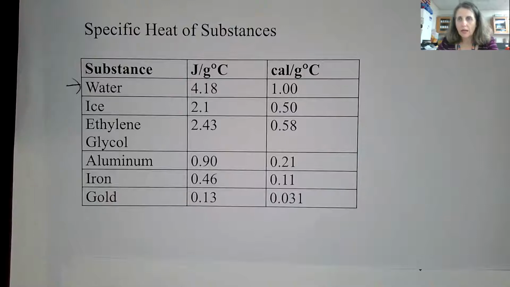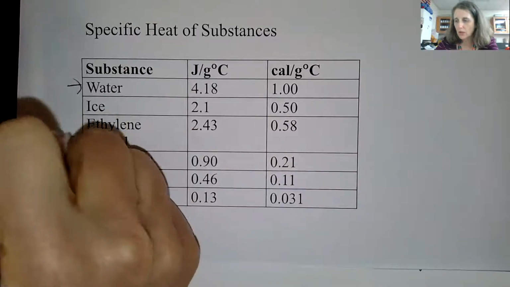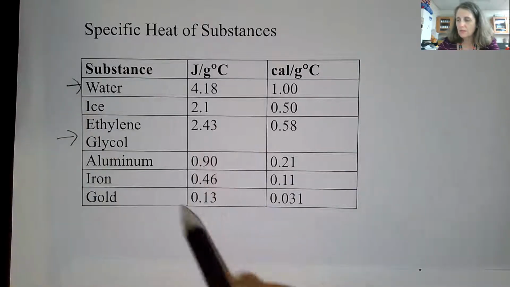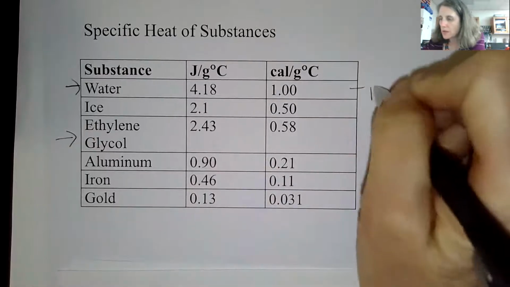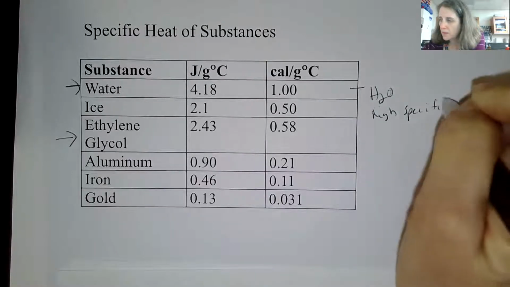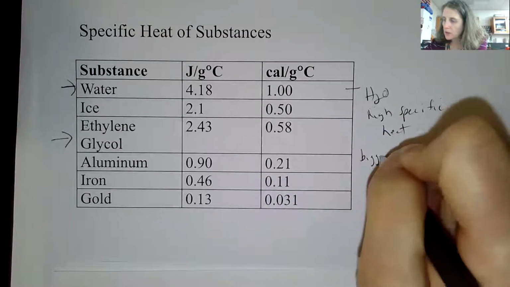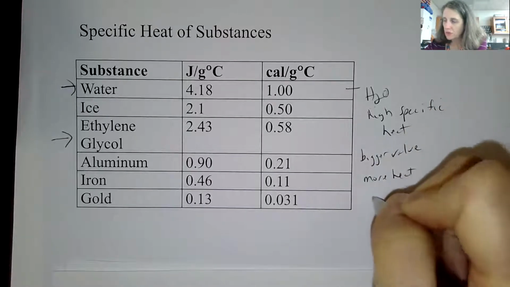Celsius. But we have ice. Ice has a different specific heat. But then what we were talking about before, the ethylene glycol has a lower specific heat than the water. So that's going to be something to notice. And then we have some metals down here. They have lower specific heats even than that. So water is quite unique in that it has a high specific heat. So the bigger the value, the more heat it will absorb without changing temperature.